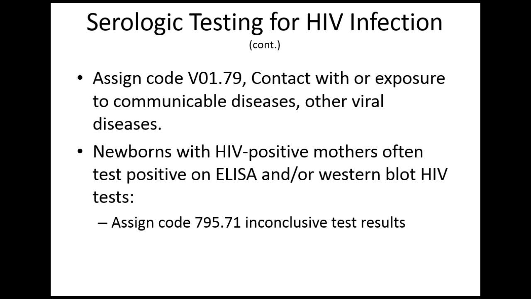Code V69.8, other problems related to lifestyle, can be assigned as an additional code to show that the patient is known to be in a high-risk group for HIV infections. Also, code V65.44 can be assigned as an additional code when counseling is provided for patients who test positive.